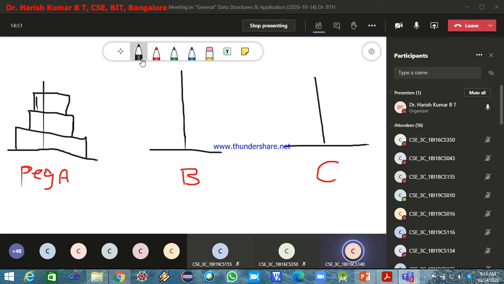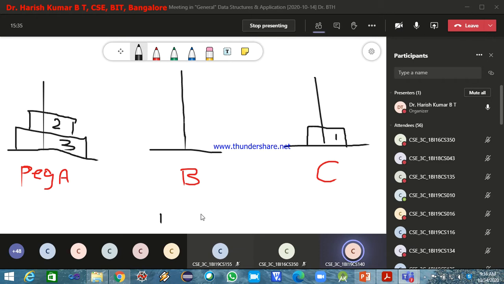C. Okay, let me call this as 1. Let me number them. So this is 1, let me number this as 2, and this as 3. So you're saying move disk 1 from A to C. Okay. Let me erase disk 1 from here. So disk 1 I've erased there, and you're saying move it to C. Okay, I'm moving it. Okay, 1 is shifted here. I've made 1 move. The number of moves also I'll write here. 1 move. Okay. Next.